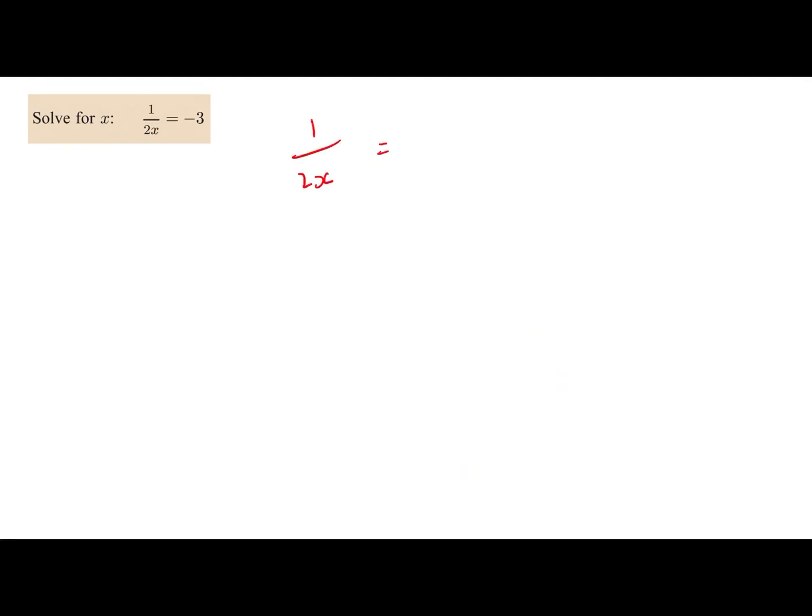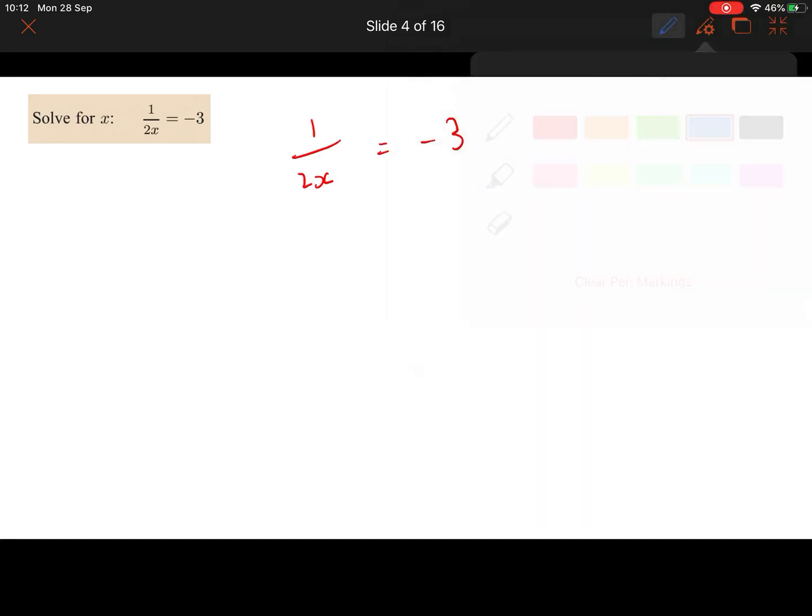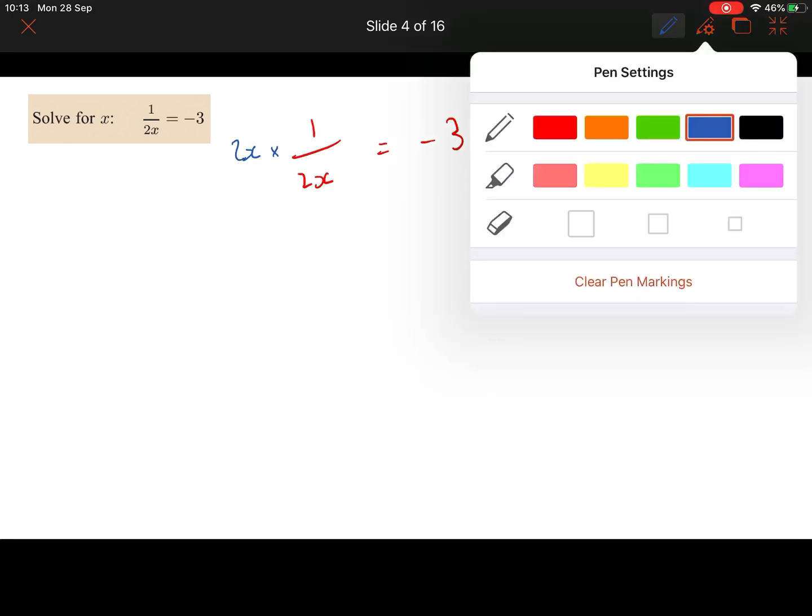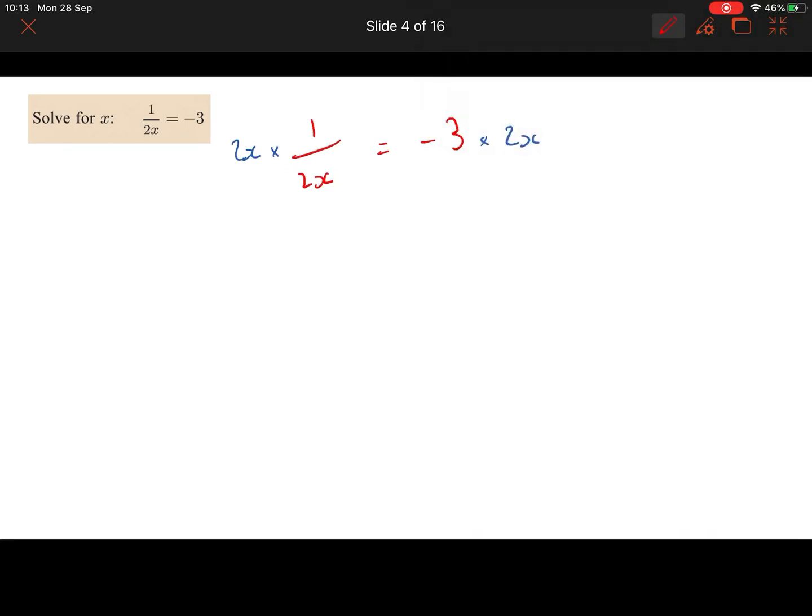Okay, same here. We've got 1 over 2x equals minus 3. You could make a common denominator here, but I think the best thing to do is multiply both sides of the equation by 2x. People seem to believe sometimes that you can't muck around with the variable, but you can multiply both sides by an x or a 2x, or you can multiply an equation by whatever you want, as long as you do it to both sides, so that we remain balanced.